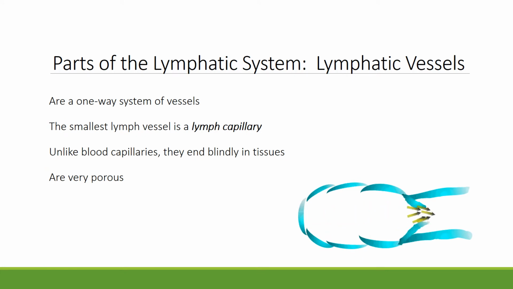The lymphatic vessels are a one-way system of vessels. The smallest lymph vessel is called a lymph capillary, and unlike blood capillaries, they end blindly in tissues and are very porous. If you put this slide in slide presentation mode, you can see how the lymph capillary works.